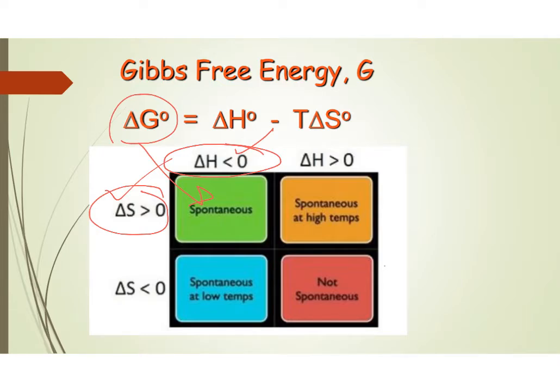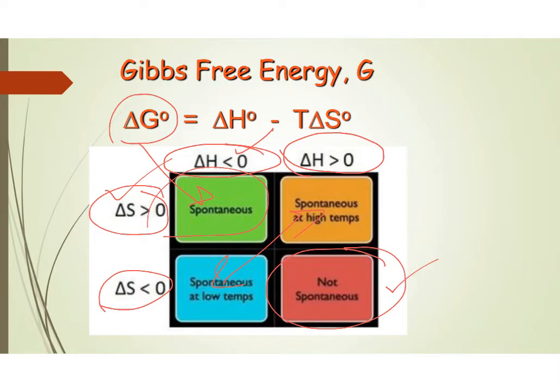It is always non-spontaneous when enthalpy is positive. That's an endothermic process. And entropy is decreasing. Both of those are unfavorable, so the process overall will be non-spontaneous under all conditions. These are the two conditions that you need to better understand and be able to explain.